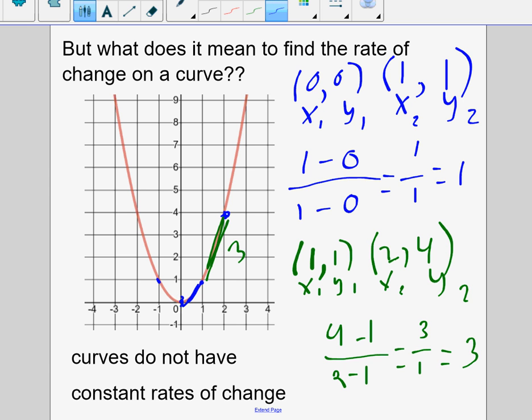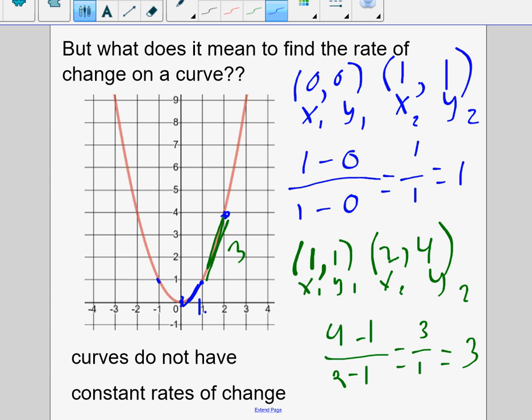But for that first portion, when we plugged it in, we got a rate of change of 1. So curves do not have a constant rate of change. The rate of change is going to change depending on what points you choose, which makes sense because another way to think about slope is that it's really measuring the steepness of the line. And if you look at that green portion of the graph, it's much steeper than the blue portion beneath it. So it does have a higher rate of change.